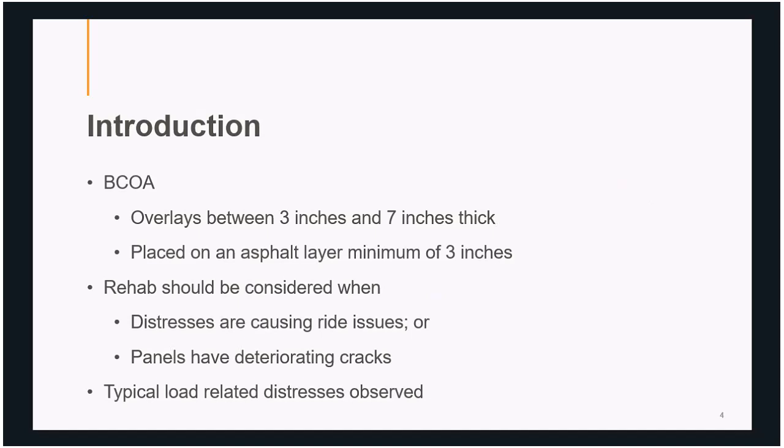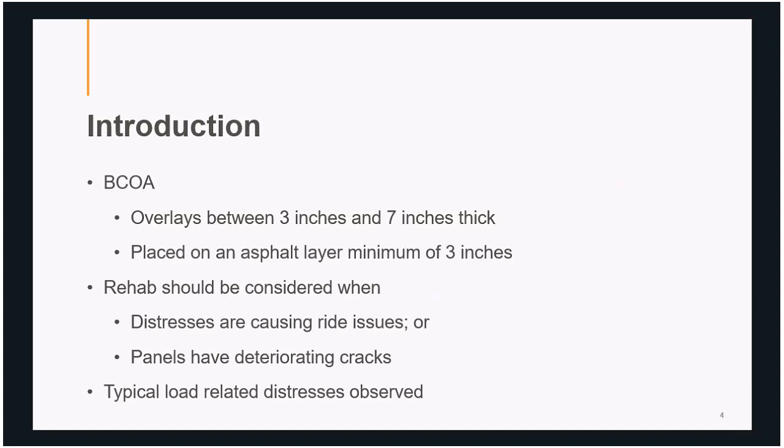So in this synthesis, BCOA pavements are defined as concrete overlays that are between 3 inches and 7 inches thick and are placed on an asphalt layer with a minimum of 3 inches. A rehab should be considered when the distresses are causing ride issues or the panels have deteriorating cracks.